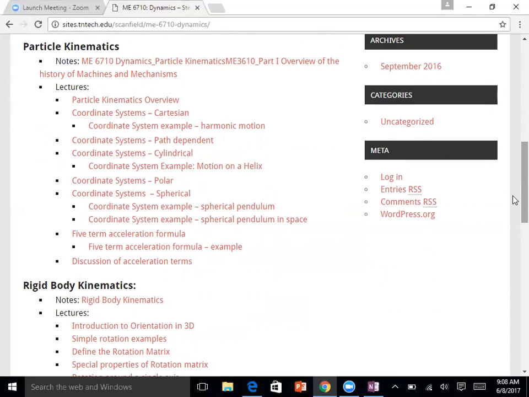For particle kinematics, we're again doing a review. At the top, I've listed my handwritten notes if you want to see the physical notes. I indicated that some of this stuff would be offline. So here are a series of lectures. These should last between 5 to 10 minutes each, and they're very topic related. They include an overview, a review of Cartesian coordinate systems, path-dependent coordinate systems, and cylindrical coordinate systems. Some of them come along with an example.